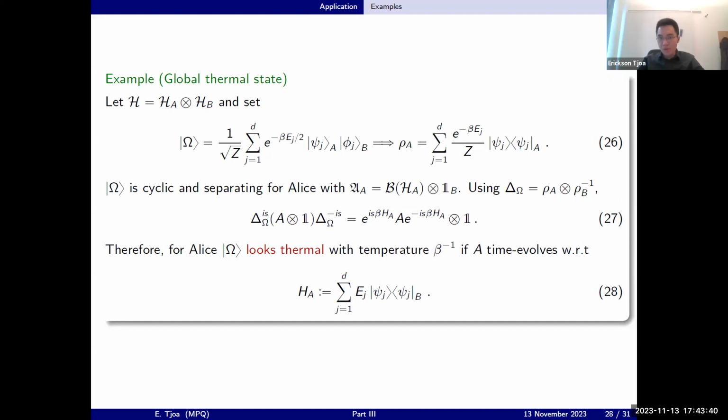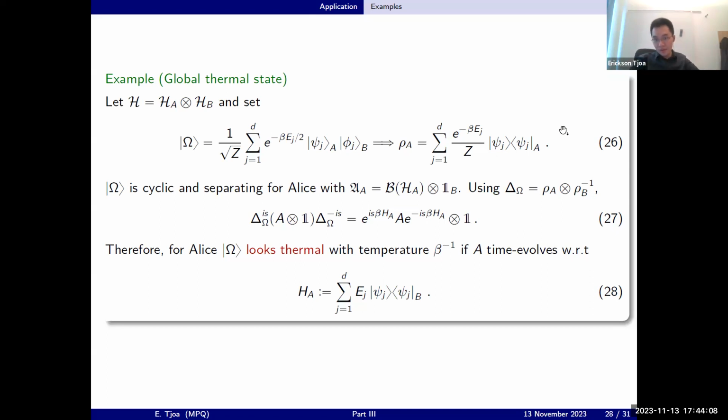So if you run through the modular operator, you realize that equation 27 is nothing but unitary time evolution generated by the Hamiltonian of Alice, and therefore the omega, which is the joint pure state of Alice and Bob, is going to look thermal for Alice with a Hamiltonian that is basically in the eigenbasis of whatever Alice is doing.